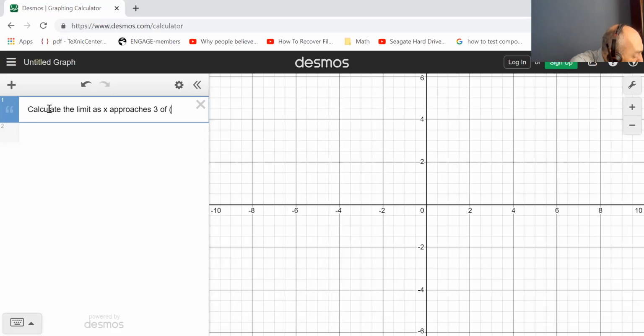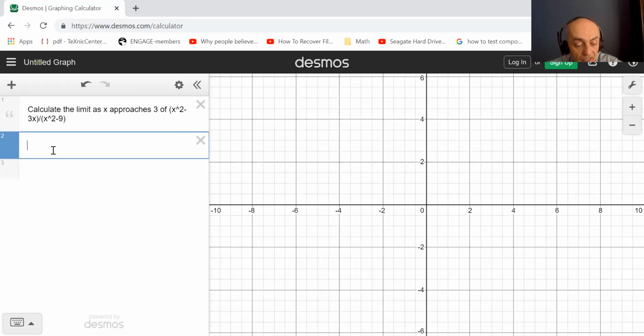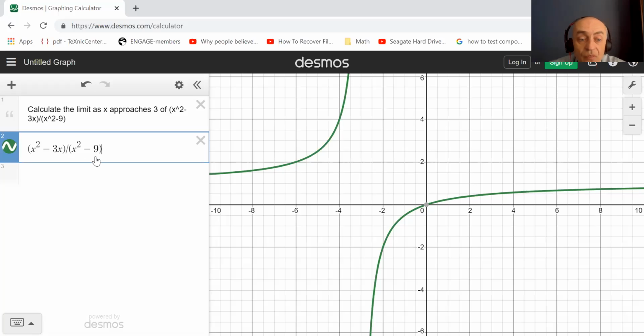In order to write this expression nicely, I'm going to write it with parentheses here, and then I'll plot it in Desmos. x squared minus 3x divided by x squared minus 9. I'll write that in a second with nice formulas, but for the time being, because I'm taking notes directly in Desmos, it's going to look kind of ugly like that. So I'm going to copy this formula, Control C because I'm on a Windows machine, and then Control V here, and that's going to give us the desired fraction.